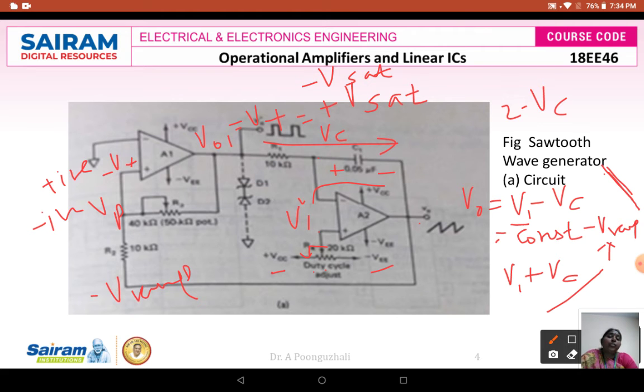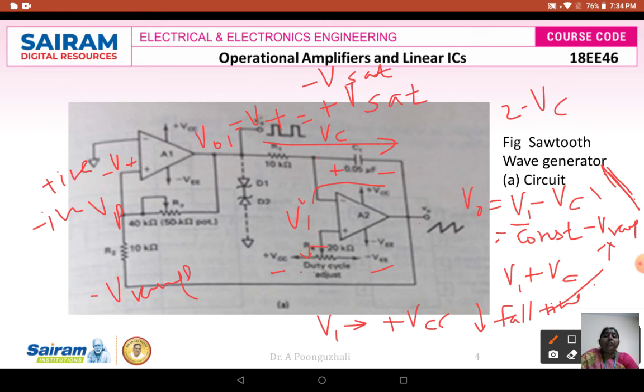If the wiper is moved towards the positive side, that is plus VCC, then my V1 I will take as 2 volts, and my Vc will be continuously increasing. It will soon reach this 2 volts, and at one stage it will become negative. Negative means my output changes and this waveform comes. So my fall time reduces. When my V1 is moved towards plus VCC, I am going to have a reduced fall time.